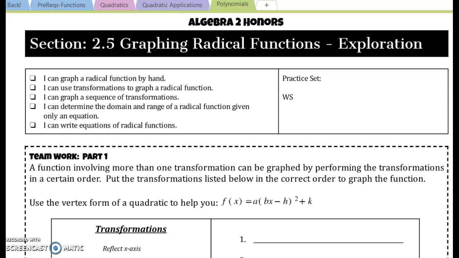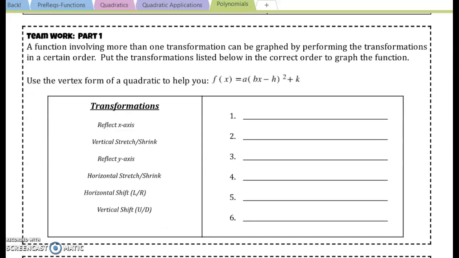Hey guys, so today I'm going to be talking with you about section 2.5, graphing radical functions. First, before I get started, if you did not grab the note sheet that is on the podium in the classroom, go ahead and pause the video and go grab the note sheet so that you can follow along with me. Okay, make sure you are sitting with someone to work with.